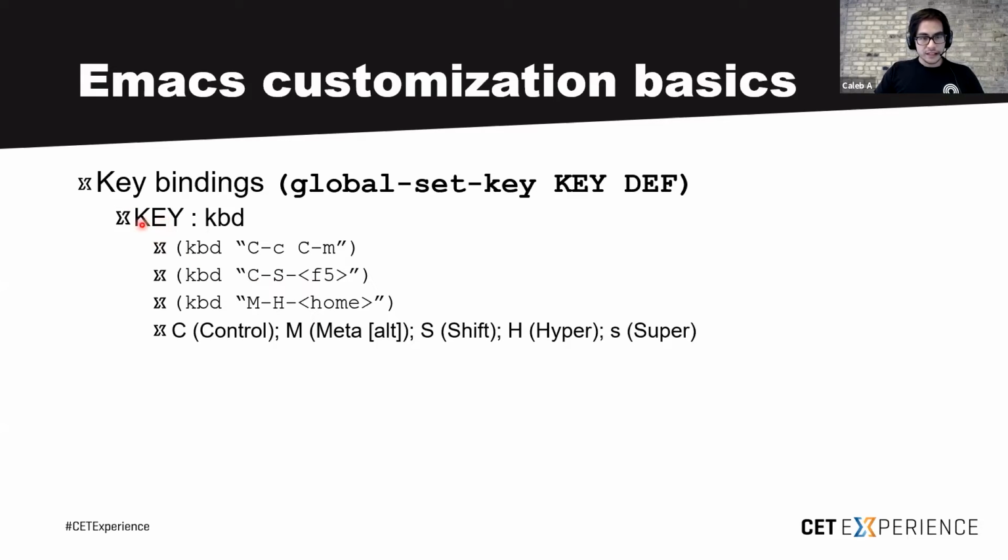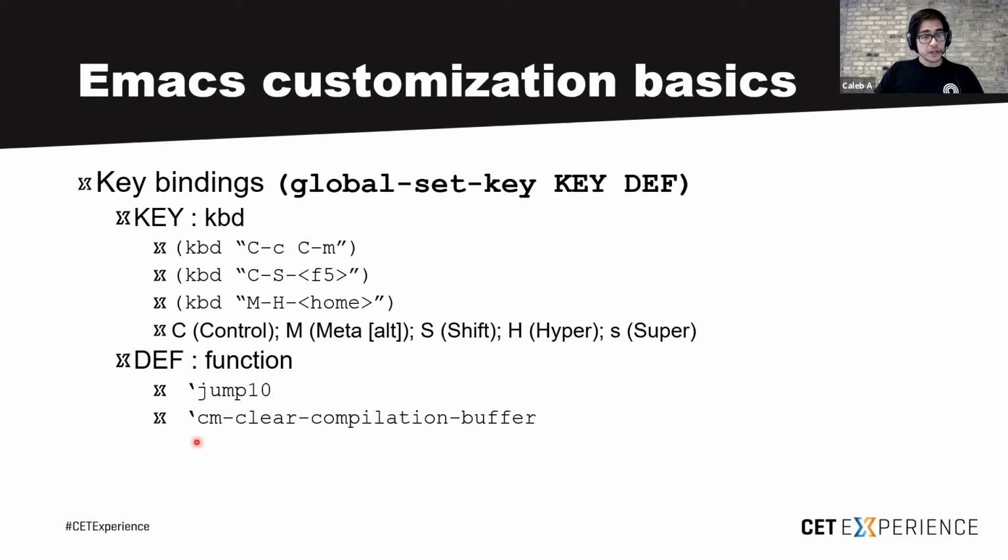So that is the key portion of the argument. And then there is a def portion. This is essentially the function that you want to run when those key commands are pressed. For example, we have the jump 10, could be def, from the previous slide. You can call CM specific functions, like CM clear compilation buffer, which I know a lot of developers use quite regularly, so why not make a key binding for it?